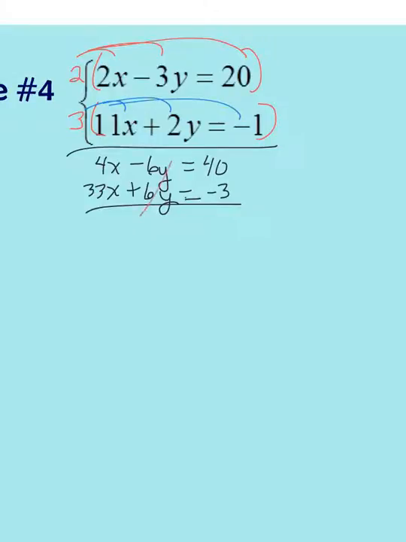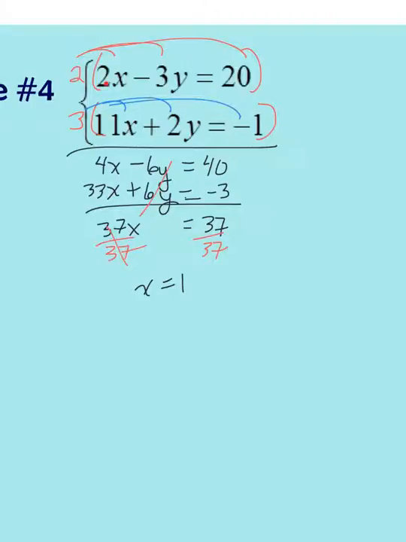So now when I add, the y terms cancel. 4 and 33 is 37x equals 40 minus 3, which is 37. So when you divide by 37, you get x is equal to 1. So now I have half my solution.